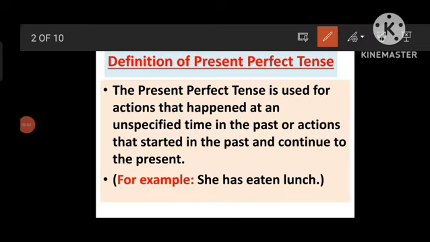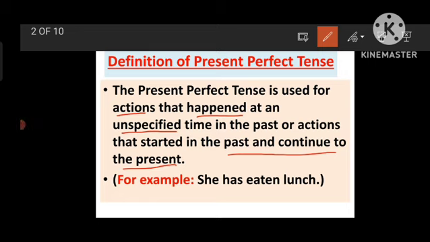Explanation of present perfect tense. The present perfect tense is used for an action that happened at an unspecified time in the past, or an action that started in the past and continues to the present. It's called the present perfect tense. Example: she has eaten lunch. In this example, the action is complete but the time is not mentioned.